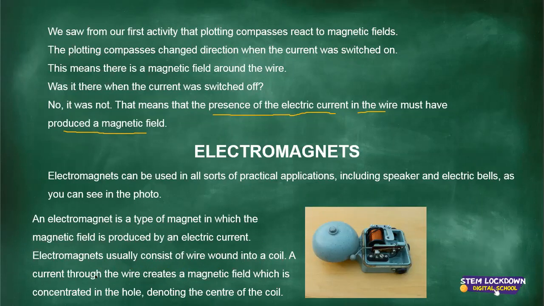And a current through the wire creates a magnetic field. So the current through the wire creates a magnetic field, which is concentrated in the hole, the center of the coil. So we know that this current in the wire creates a magnetic field, and it is mostly concentrated in the center of the coil.